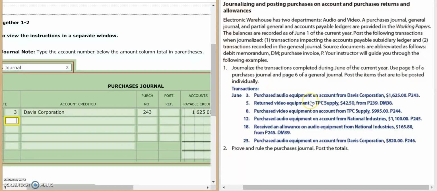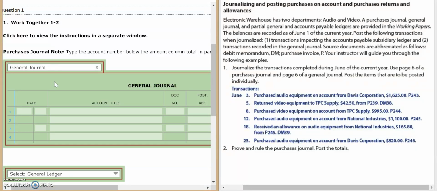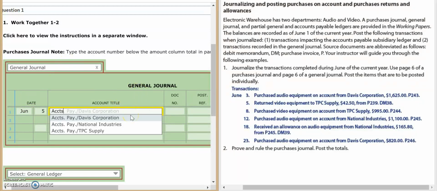Next up it says that we returned video equipment to TP Supply, $42.50 from purchase invoice number 239, debit memorandum 38. When we're returning video equipment, that can't go in the purchases journal, which means it's going to be in our general journal. So we're going to come back over here, choose our general journal and open that up. We're going to plug in June because it's our first transaction in here. It's going to be on June 5th. And remember, when we're doing this in the general journal, it's actually accounts payable.